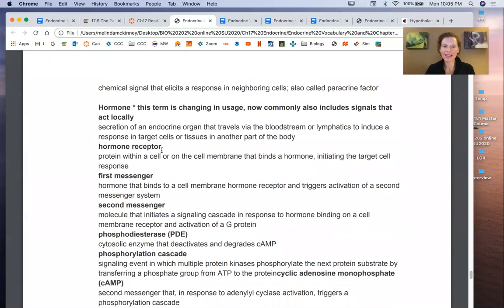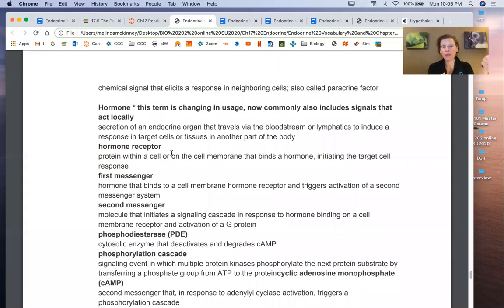Again, a hormone has to have a hormone receptor for action to take place in the target cell. Once that receptor binds, it's either on the surface for peptide hormones, those based on amino acids, so proteins, peptides, or inside of the cell is where the receptor is going to be if it's a lipid-based hormone, which is a steroid.